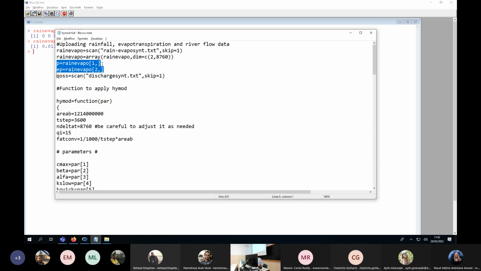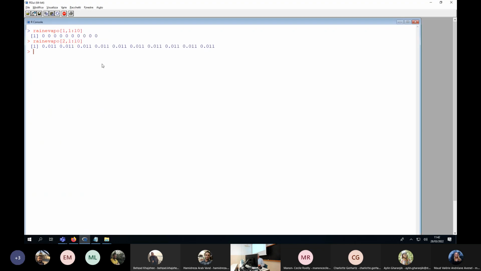Why am I doing this? Just for the sake of clarity. I don't need to copy these columns of the matrix into 2 vectors, but I'm doing it just for clarity. So I get a vector with precipitation and a vector with potential evapotranspiration. So Control C, copy, paste.